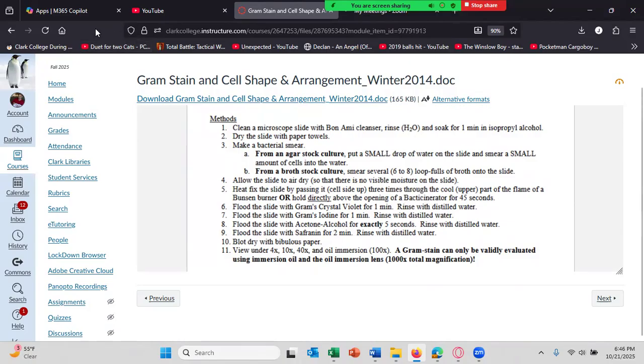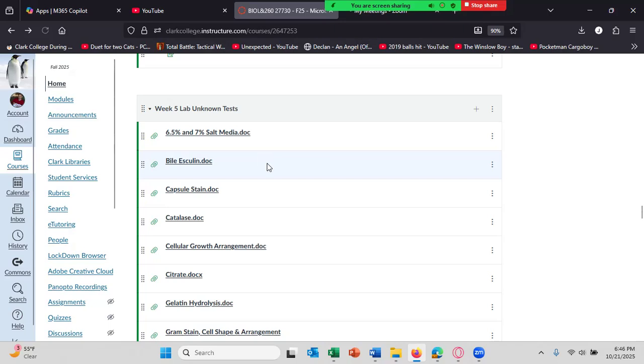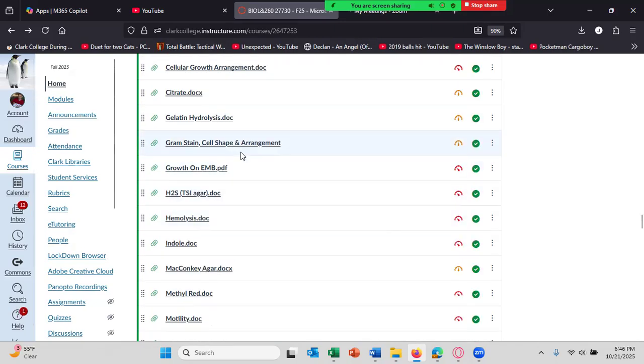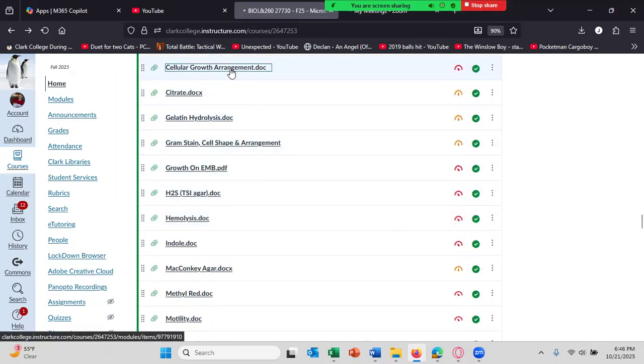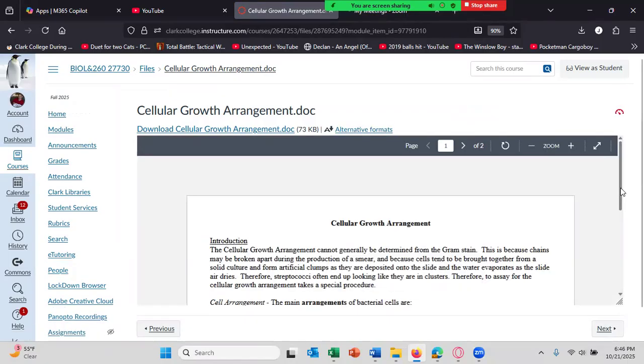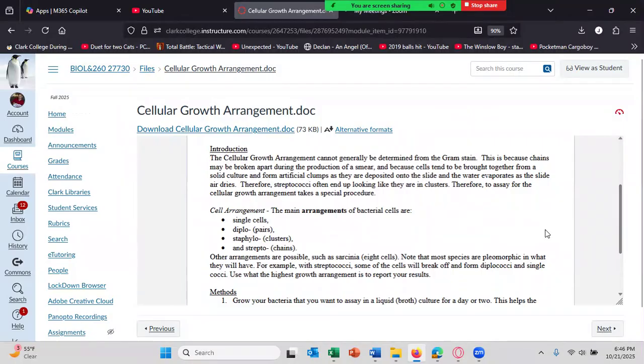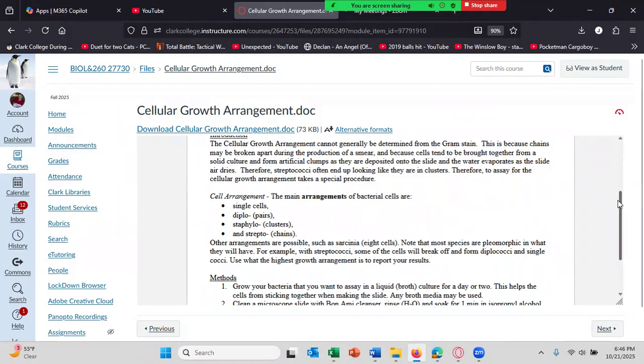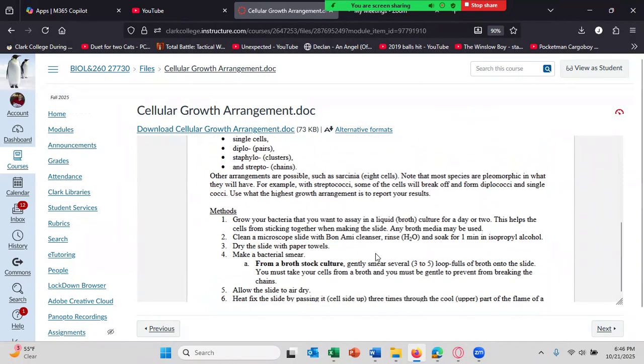Now let me show you where the cellular growth arrangement is. We have a cell growth arrangement test. It's right here. Cellular growth arrangement generally cannot be determined from the gram stain. Why? It's right there. It tells you the main cellular growth arrangements, and then how to get the cellular growth arrangement.